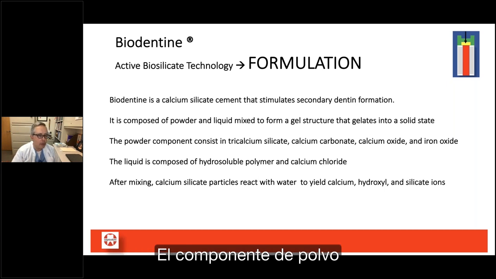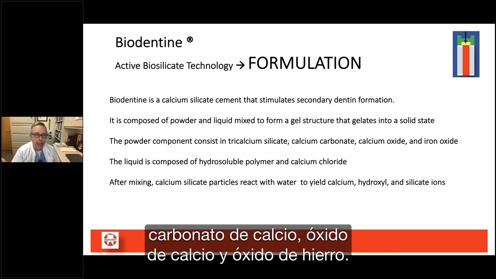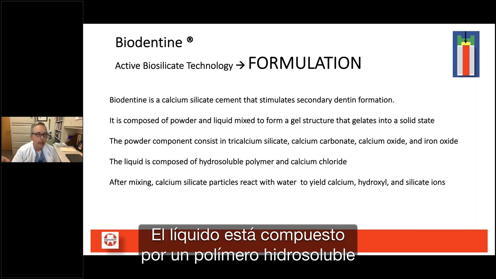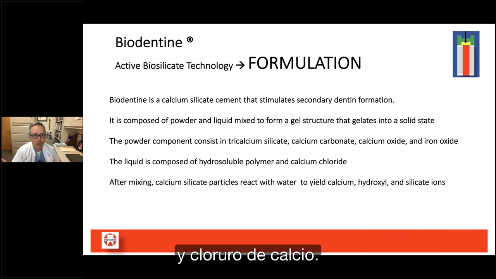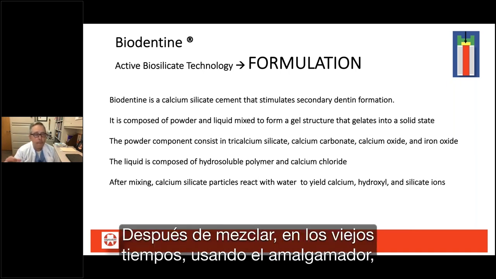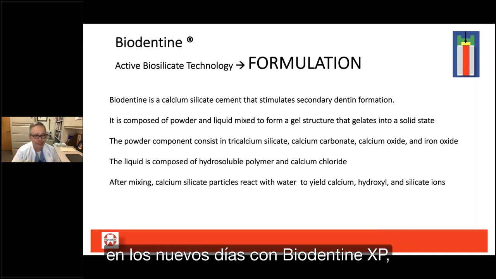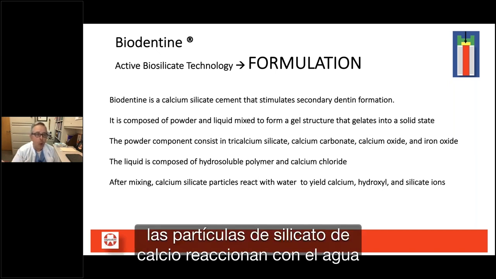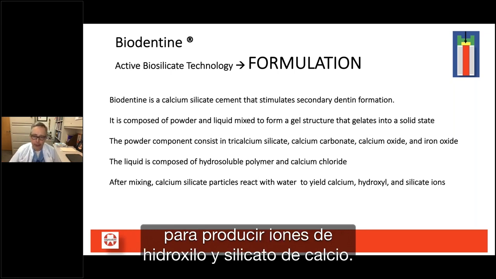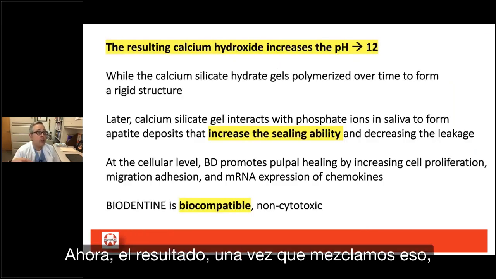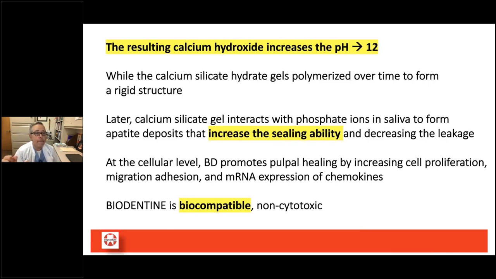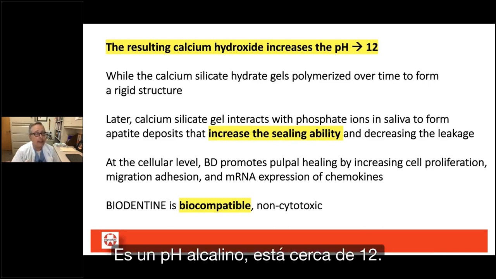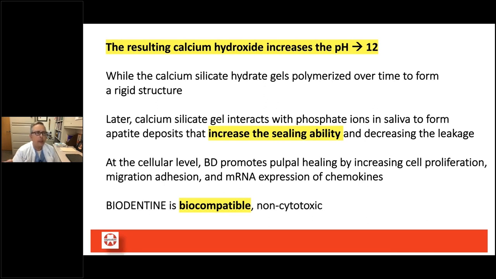The powder component consists basically of tricalcium silicate, calcium carbonate, calcium oxide, and iron oxide. The liquid is composed of a hydrosoluble polymer and calcium chloride. After mixing, in the old days using the amalgamator, and in the new days with Biodentine XP, which I will show you in a minute, the calcium silicate particles react with water to yield calcium hydroxide and silicate ions. Once we mix that, the pH of Biodentine is pretty high. It's an alkaline pH, close to 12.